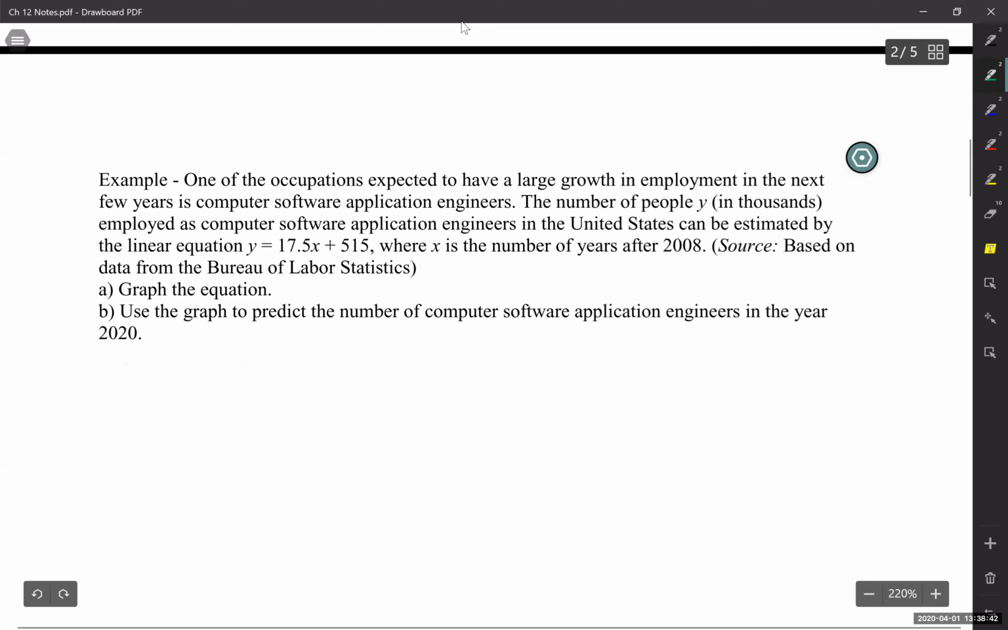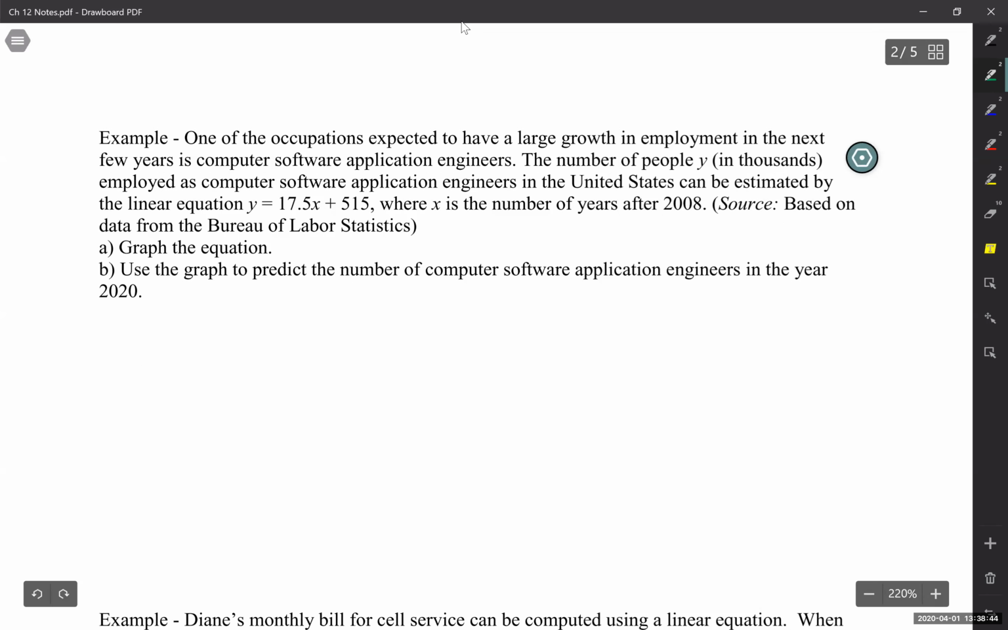But this is just another facet of this class. So here we have an example, and it says that an occupation expected to have a large growth of employment in the next few years is computer software application engineers. The number of people, Y, and notice it says in thousands, so we will need that for later, employed as computer software application engineers can be estimated by the line Y equals 17.5x plus 15.5.